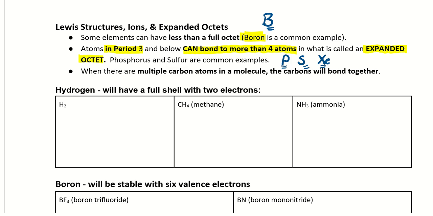Okay, so we also have hydrogen, which can only have two. So it's not an octet. We could say hydrogen, yeah, it's a duet, but I think we're cool with that.